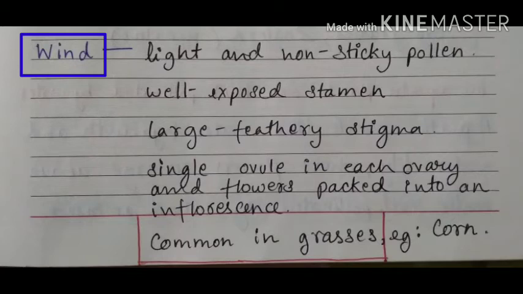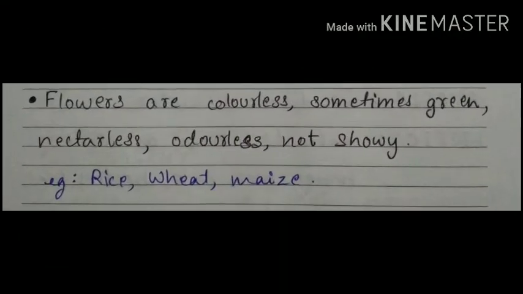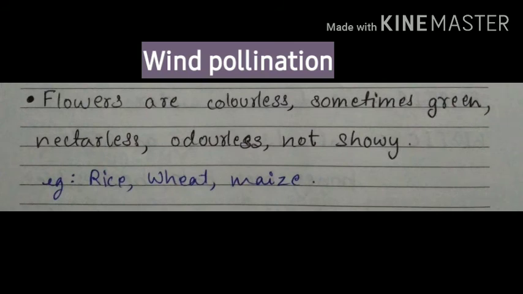Wind pollination is commonly found in grasses. It is also found in corn. And since there is no need to attract the pollinators, so the flowers are colorless. They are sometimes green, they are nectarless, odorless, and not showy. For example, rice, wheat, maize, etc.